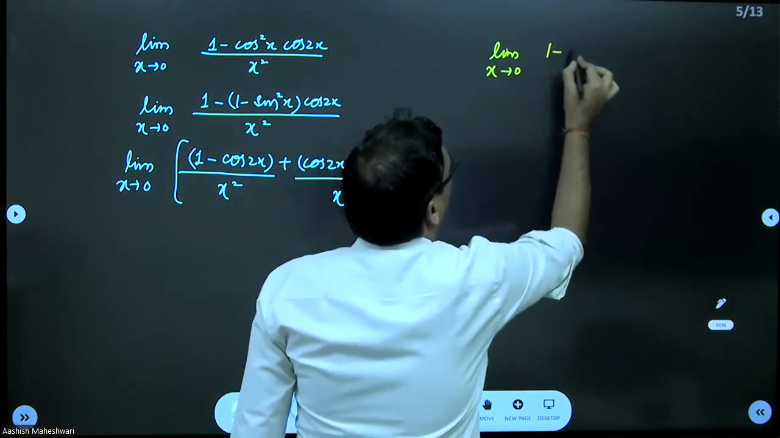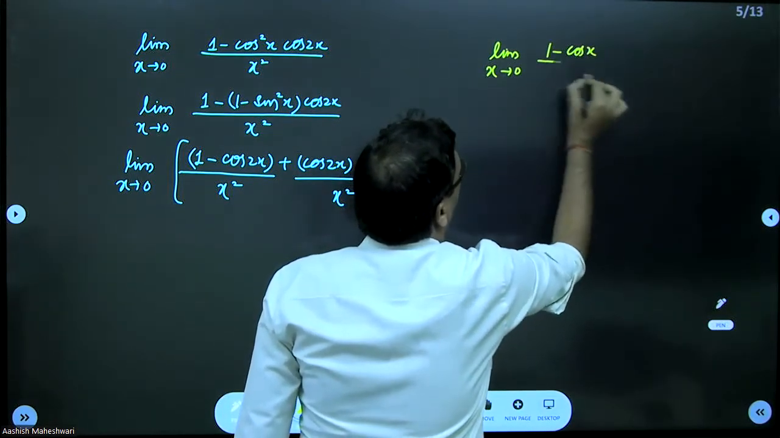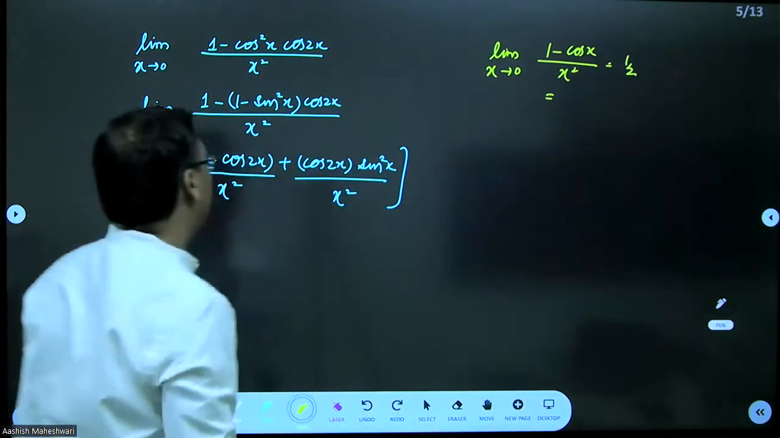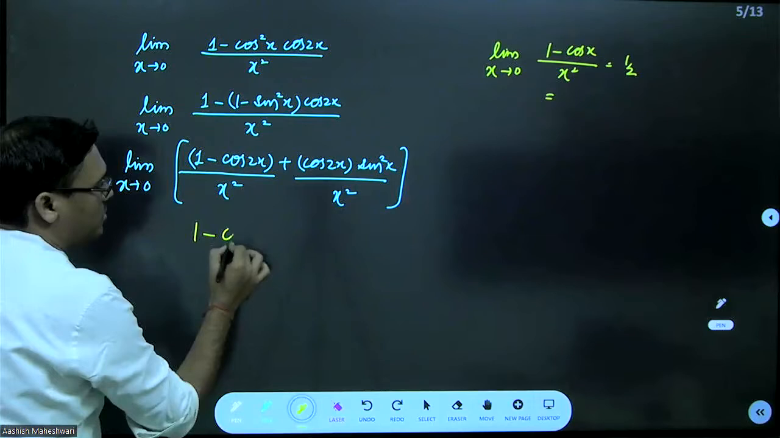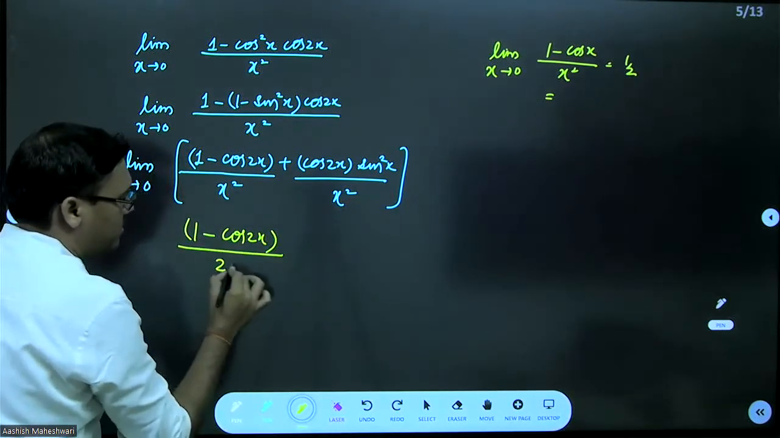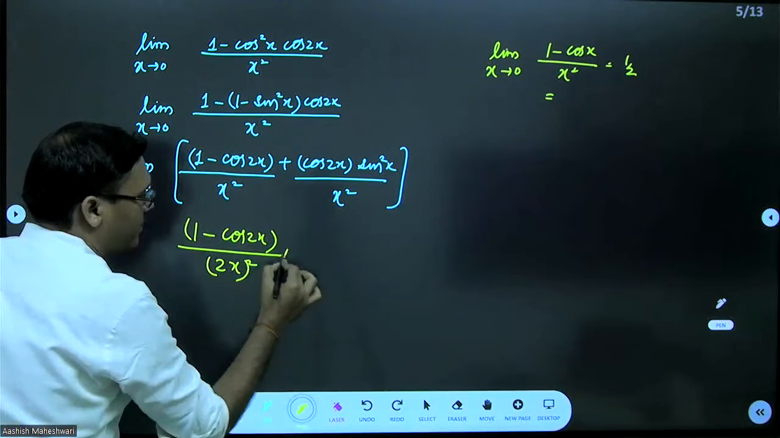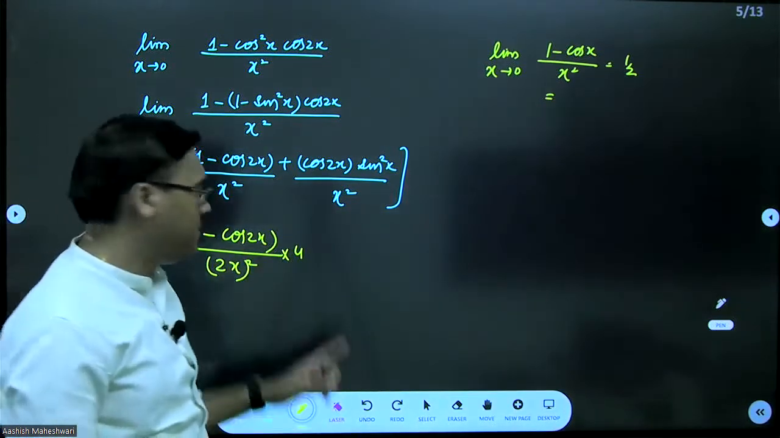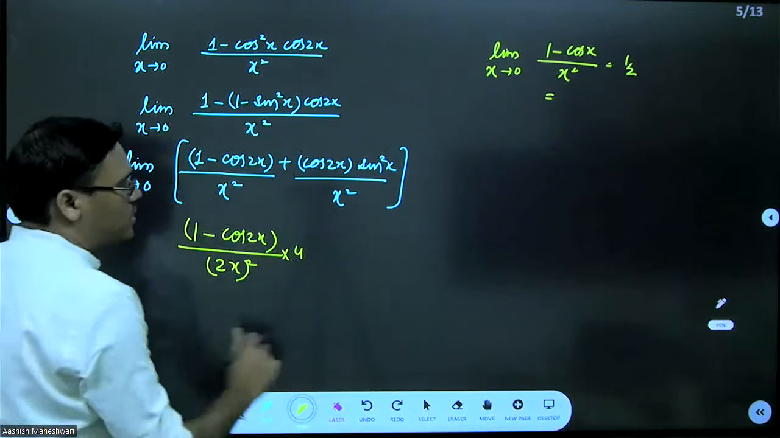And now if you just observe, I recommend you to remember this: limit x approaches 0, 1 minus cos x upon x square. What is this? This is equal to 1 by 2. So what you can do is, this is 1 minus cos 2x, I can say this is 2x square into 4. What we have done is, we have just multiplied and divided by 2 here. This is 2x square, okay?